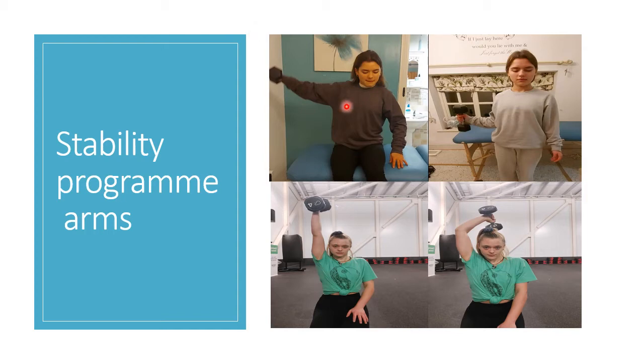Lateral raises are done by keeping the back straight, either sitting or standing, with a straight arm lifted laterally to 90 degrees without using momentum and then slowly lowered back down to the side. Overhead press is done either sitting or standing with a dumbbell held at shoulder height and then pushed vertically above the head until the arm is straight and then slowly lowered back to the shoulder.